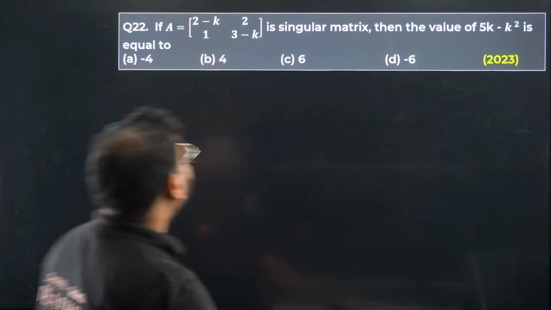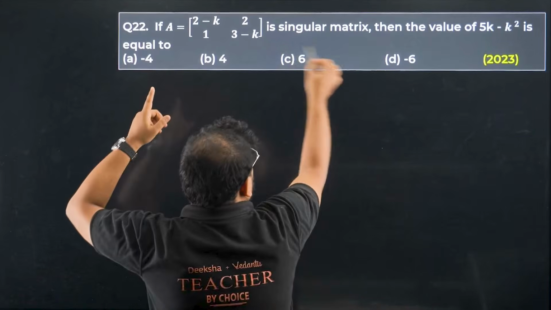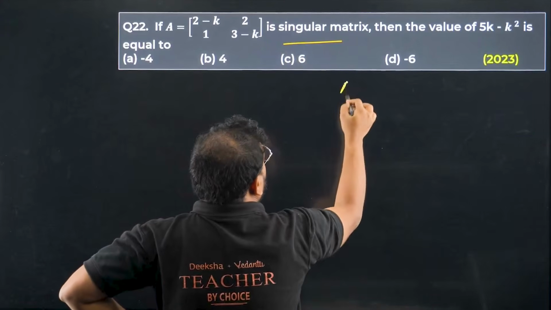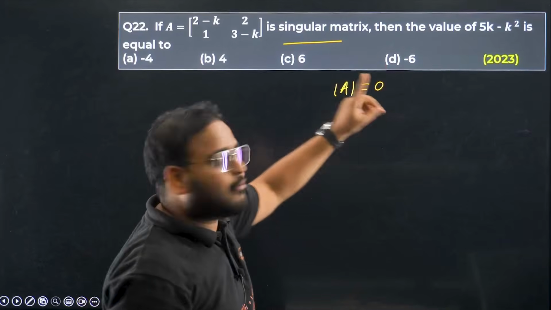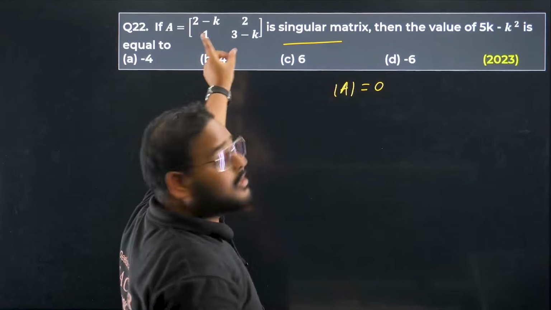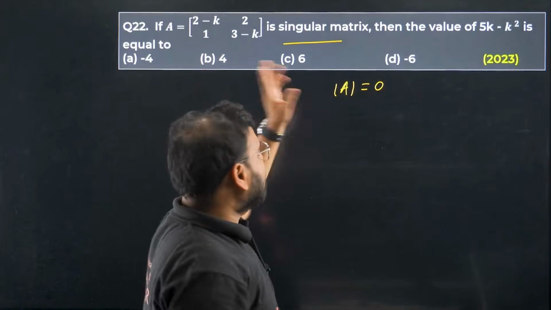Question number 22 now. This is a singular matrix. It means the determinant is 0. Then what is the value of the expression asked? So we have to use the determinant being 0 to find the value of k and then use it over there. Yes or no? Singular means determinant is 0.